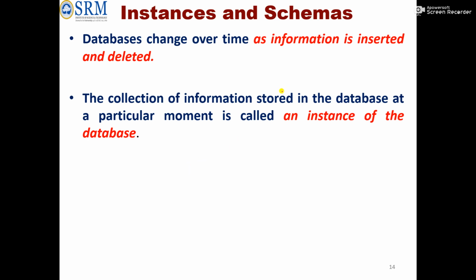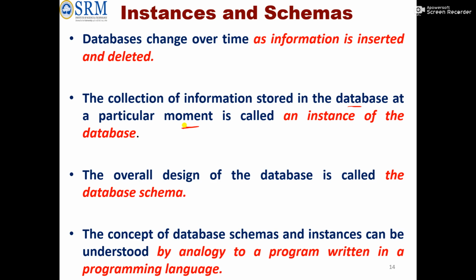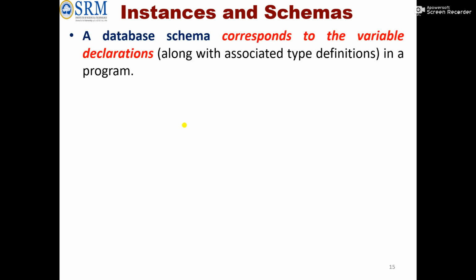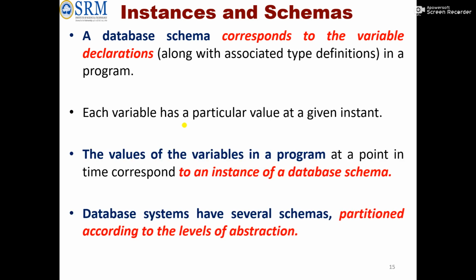So the collection of information stored in the database at a particular moment, in the state S1, the variable or the database holds this value. That is called an instance. Then the overall design is called the database schema. Right? So whatever I have said, the same thing is repeated here.